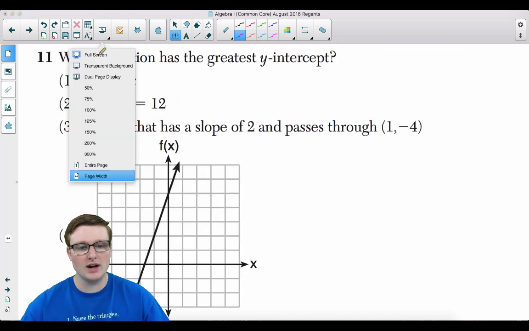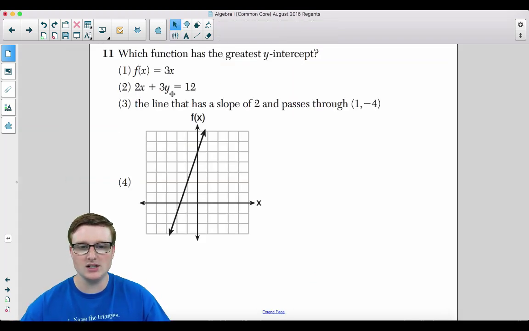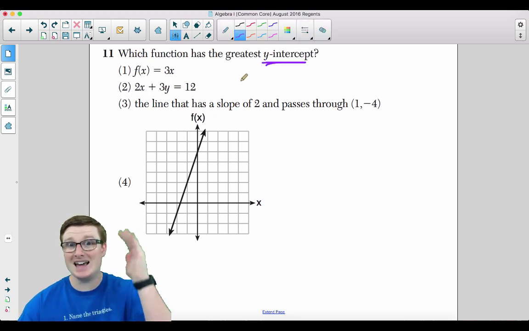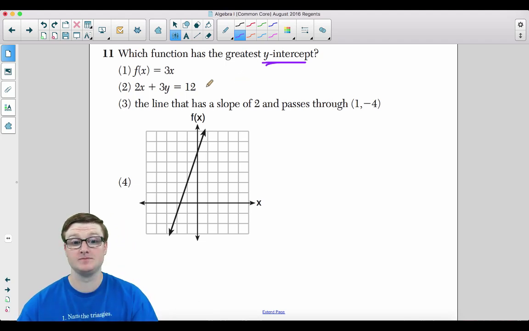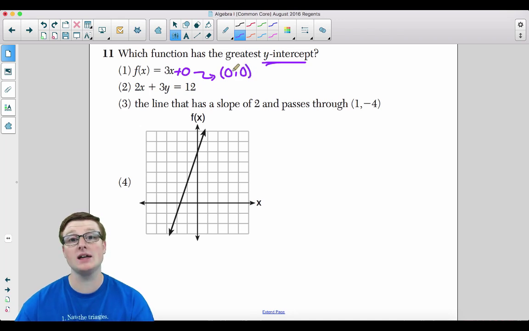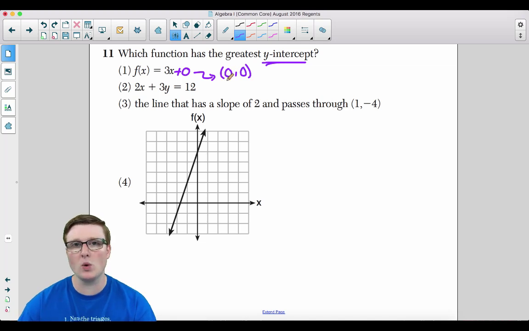Which function has the greatest y-intercept? The greatest y-intercept. So you're trying to find out which of the following graphs has the highest point on the y-axis. Okay, f of x is equal to 3x. And I know that this is tricky for some of you. This is really saying f of x equals 3x plus 0. So that means that it passes through the origin, meaning that your y-intercept, or your y value, is 0. The coordinate where it crosses the y-axis is the point 0, 0.